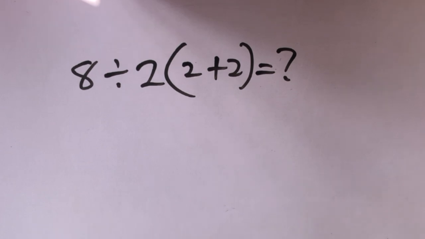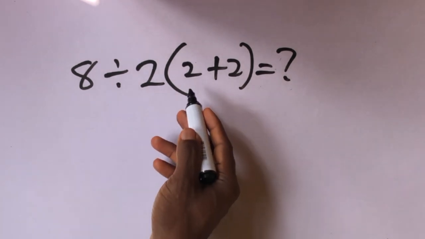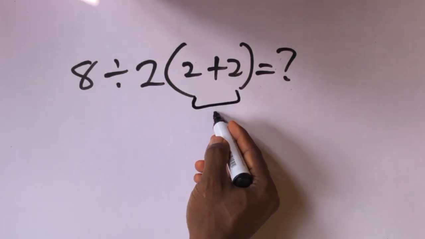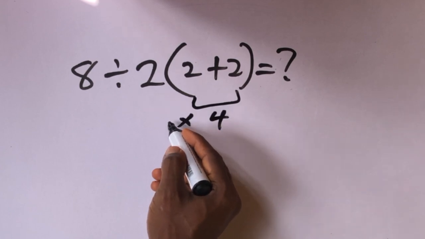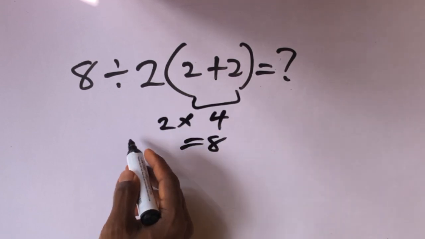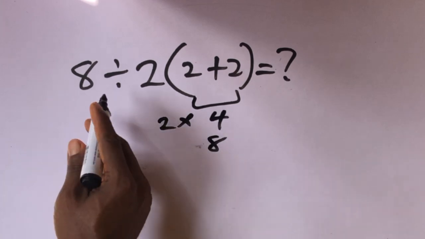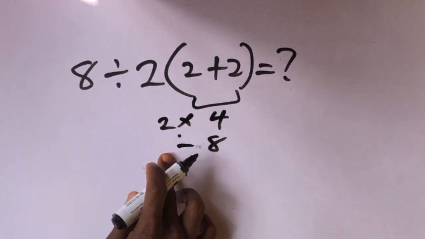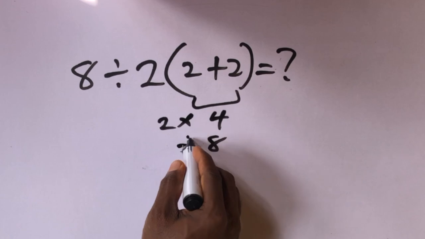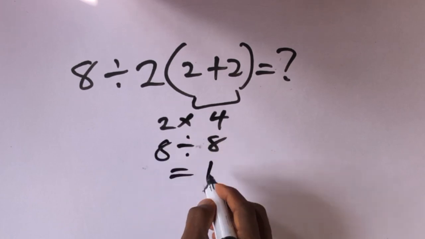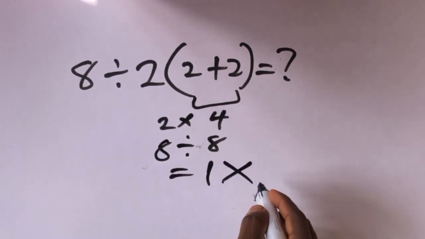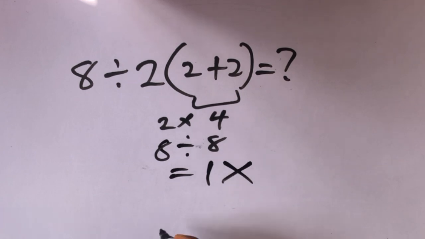When you have a simple math problem like this, many people solve it wrongly. Something like 2 plus 2 gives us 4, times 2 is equal to 8. Divide. Now, this 8 divided by this 8, which is equal to 1. But this answer is not correct.